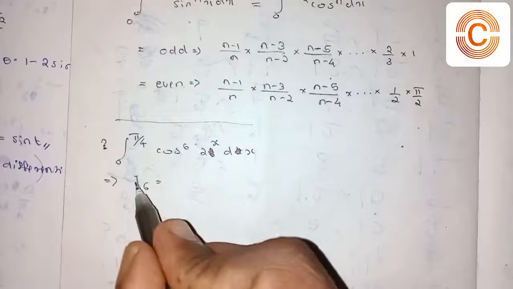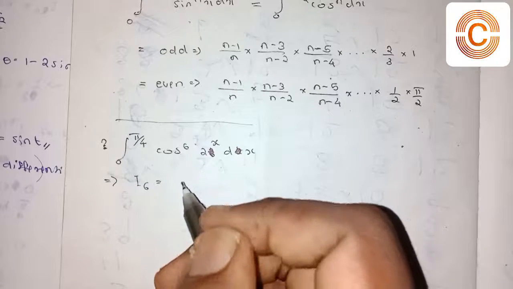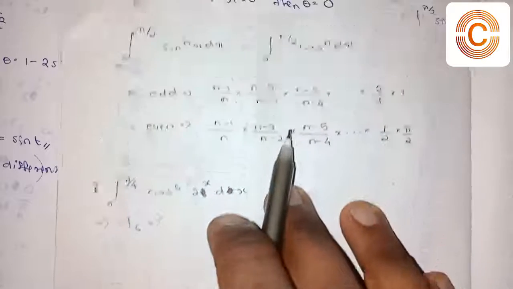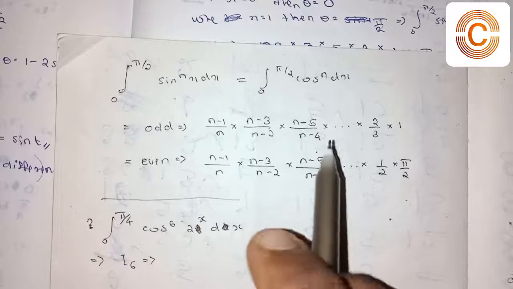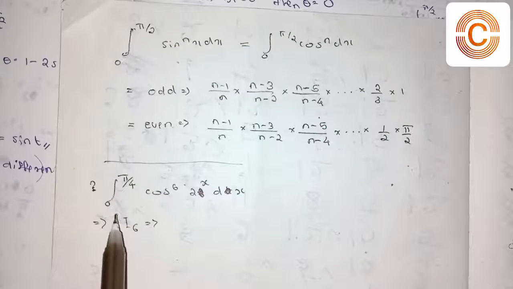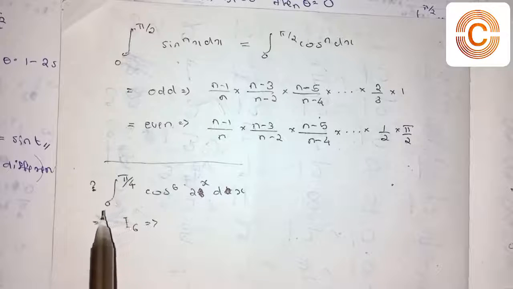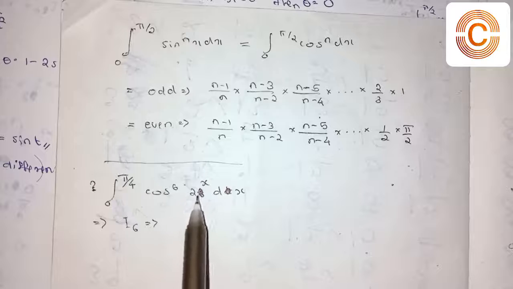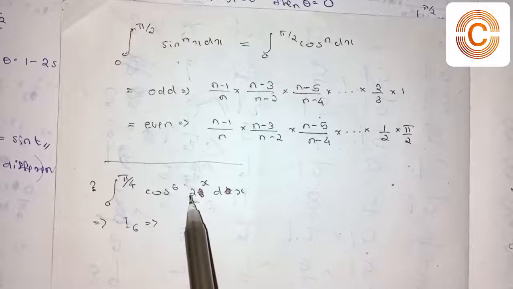That is, I6, which means the integration of the sixth power of the cos function. First we want to note that the limit 0 to pi by 2 is allowed for using this formula, but here the limit is 0 to pi by 4. So we want to convert the integration into the 0 to pi by 2 limit, and here 2x is existing. Note that here the variable is 2x.